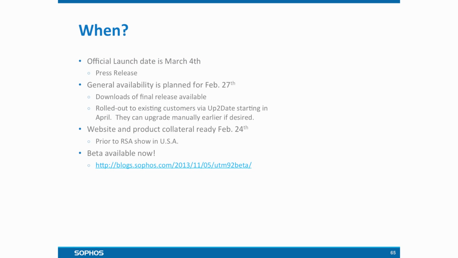So when is it all coming? The official launch date is March 4th, when you'll see a press release. General availability is planned for late February, and you can start downloading the final release then. It'll be rolled out to existing customers via Up2Date starting in April, and they can manually upgrade earlier if they really need to. The website and product collateral will be ready for February 24th, prior to the RSA show in the USA, and of course, if you haven't already got it, you can get your hands on the beta, which is available today.